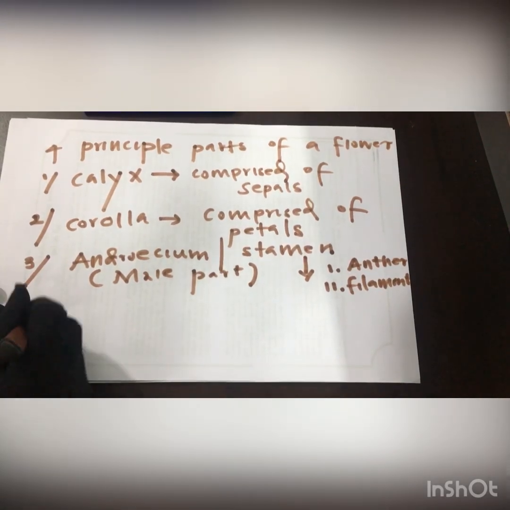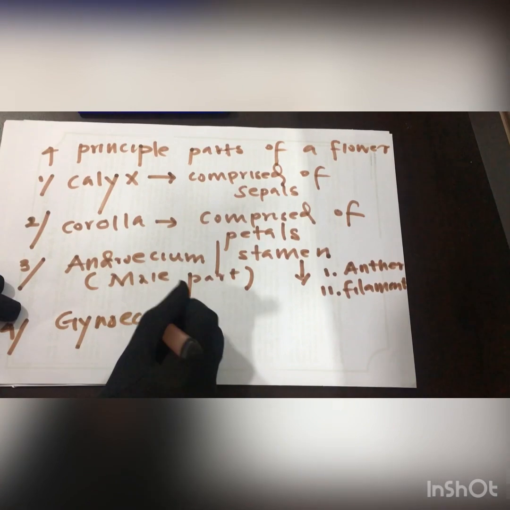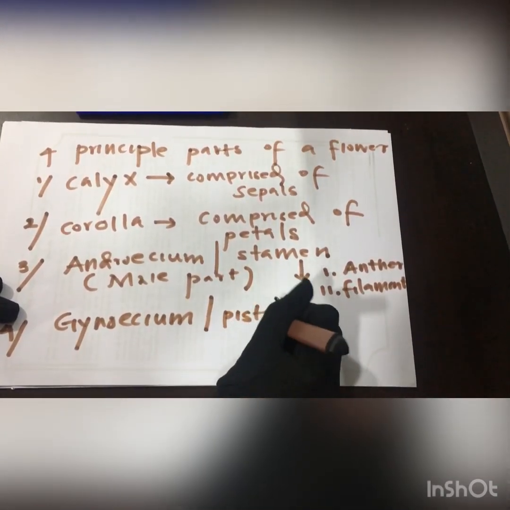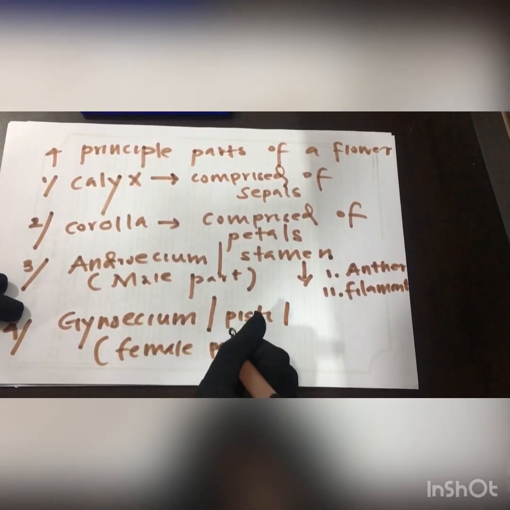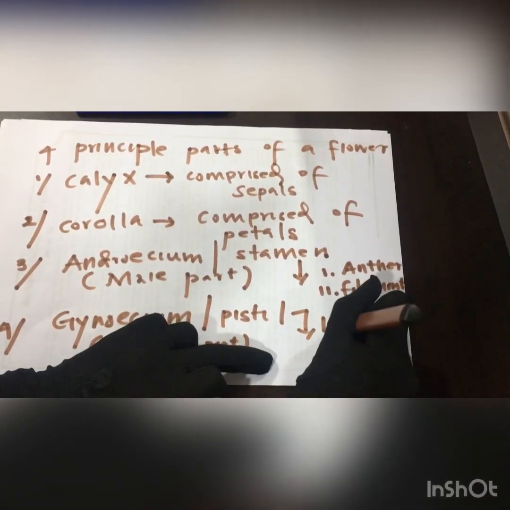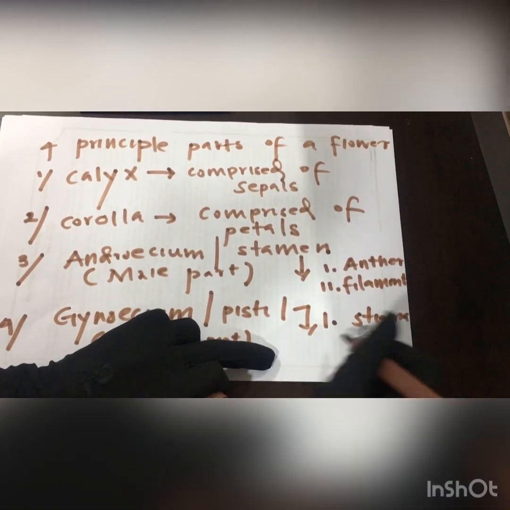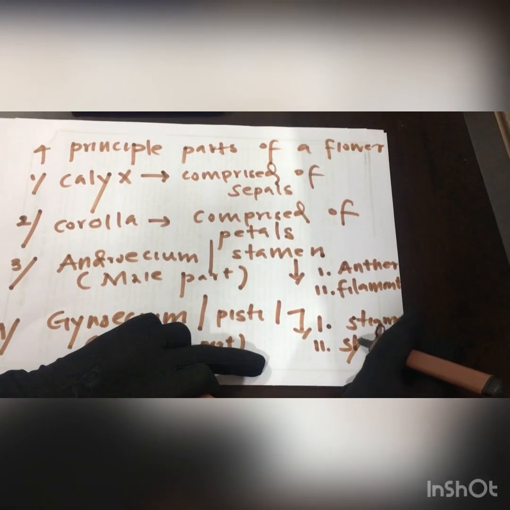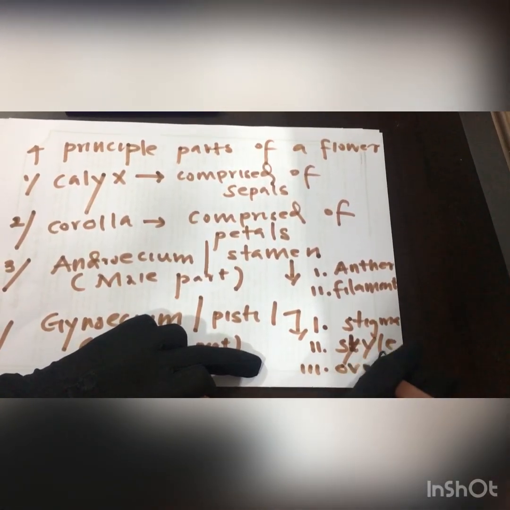And the fourth one is the gynoecium. Gynoecium, or the pistil, is the female part of the plant. And it contains three parts. Those are number 1 stigma, number 2 style, and number 3 ovary.